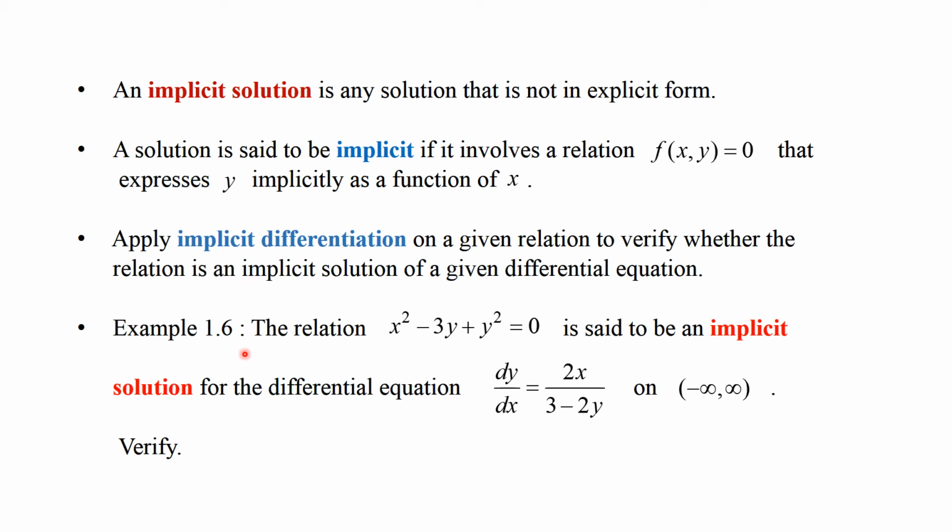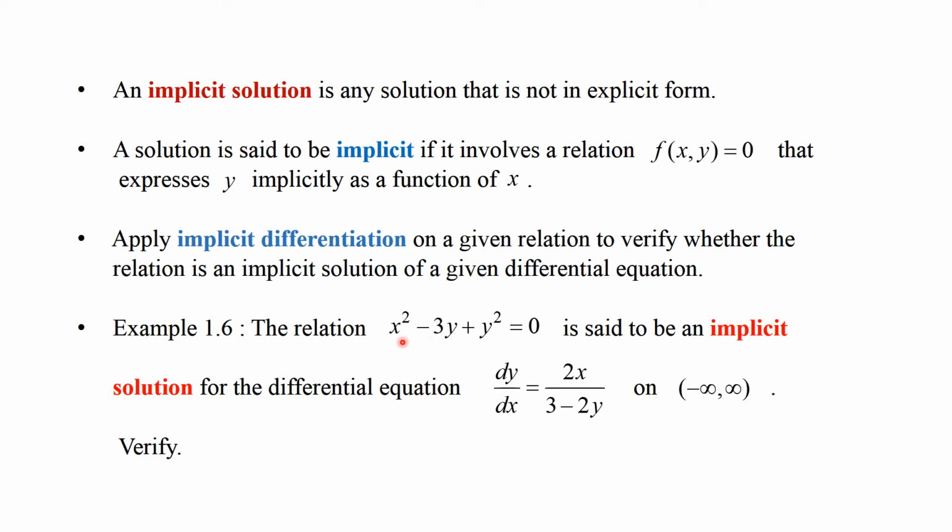The question is, the relation x squared minus 3y plus y squared equals 0 is said to be an implicit solution for the differential equation dy/dx equals 2x over 3 minus 2y on minus infinity to infinity. Verify. Because we have to prove, or we have to verify, that this relation is an implicit solution of this DE. That means if we solve this equation, we will get this result.